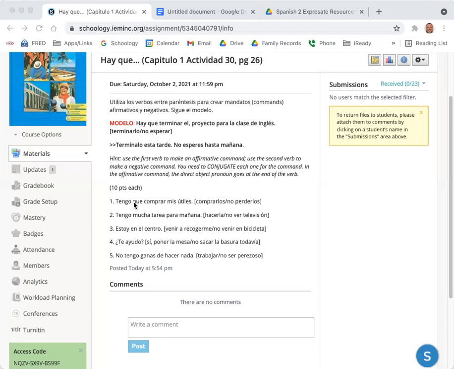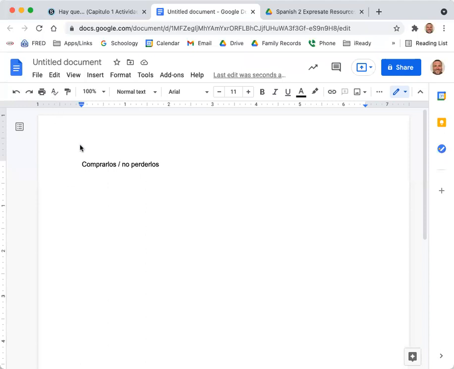Let's look at number one here. We have tengo que comprar mis útiles. I have to buy my supplies. That's our situation. And for our answer, I'm just going to recopy the verbs over here. We're going to say buy them, buy your school supplies. So the command is compra, and we're just going to add the direct object pronoun to the end, cómpralos.